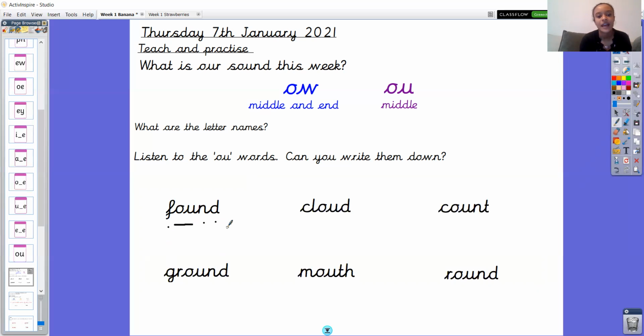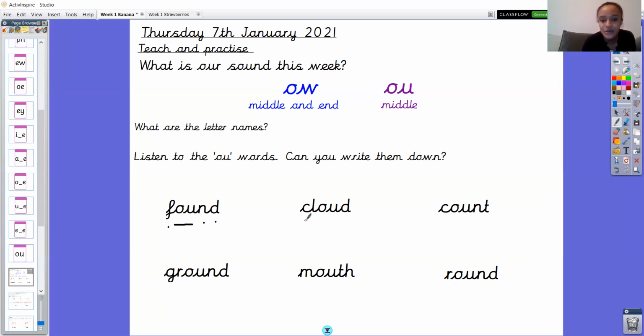Found. Now, can you please pause the video and tell whoever's near you, or if you're on your own, you can just think about it. What are the letter names of all of those letters in the word found? So pause the video and have a little chat. Fantastic. Now, Banana Group, I know you're really good at your letter names now, so hopefully you've got them all. We've got F-O-U-N-D. Brilliant. Right, move on to the next one.